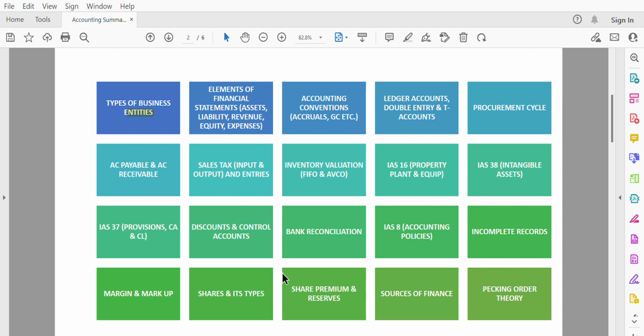Today is a very exciting session. We would be discussing accounting in a nutshell. What is financial accounting and how it can be an overview in, I believe, in less than 10 minutes.